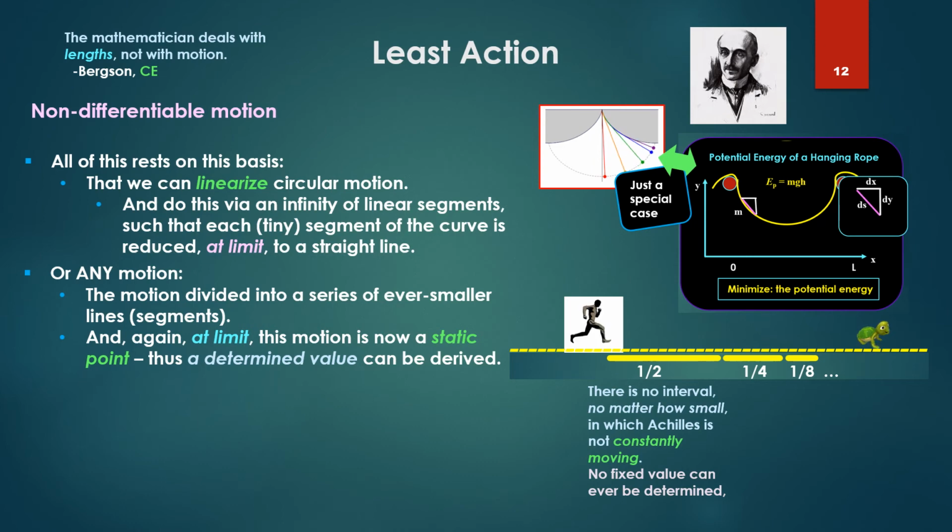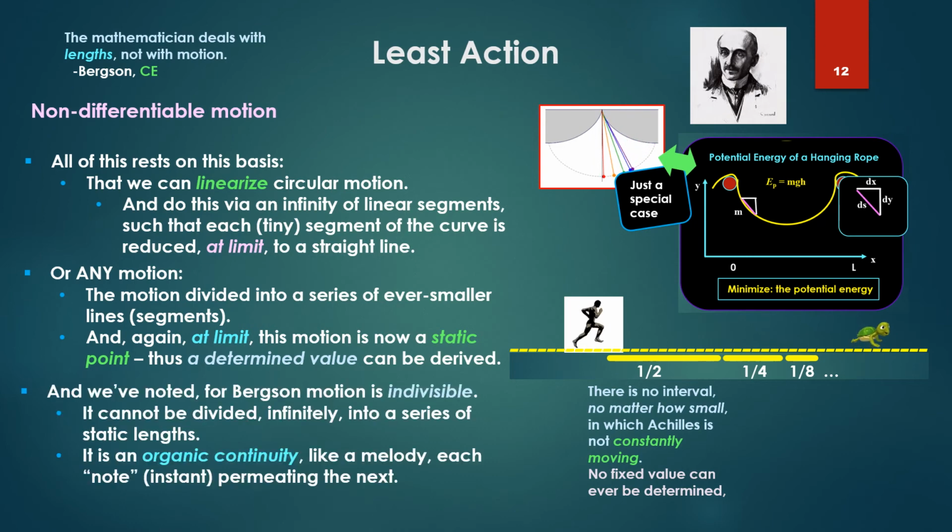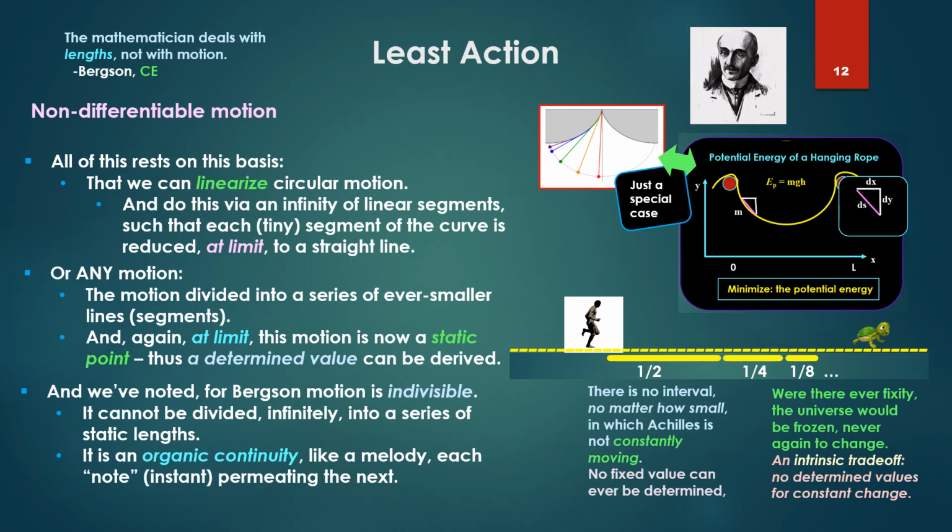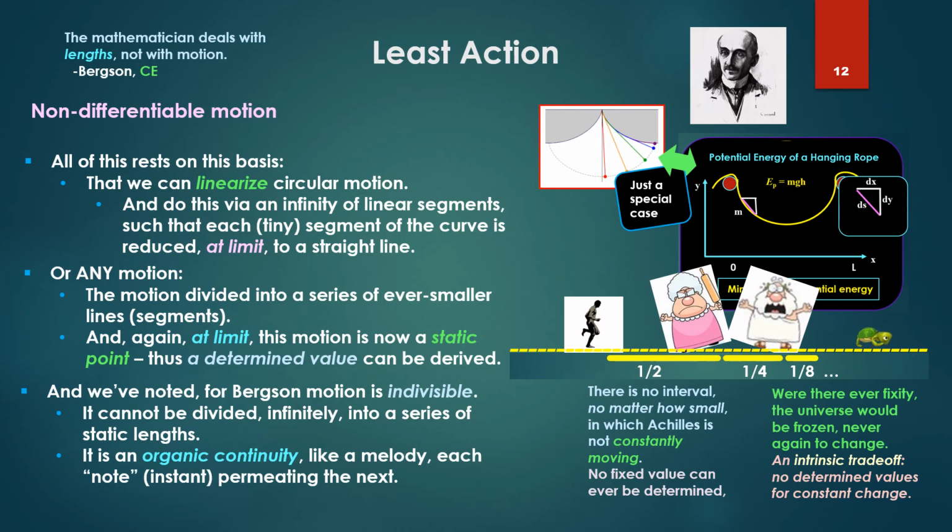But this entire approach flies in the face of this fundamental problem. As we've noted, for Bergson, motion is indivisible. It cannot be divided infinitely into a series of static lengths. It is an organic continuity, like a melody, each note, or instant, permeating the next, organically. Again, were there ever fixity, the universe would be frozen, never again to change. So you've got an intrinsic trade-off: no determined values for constant change in this universe. This is simply being ignored.